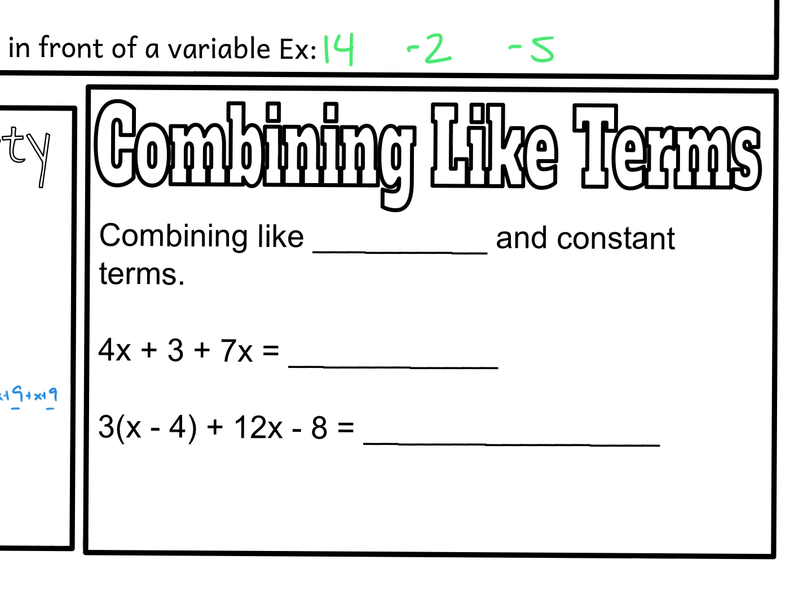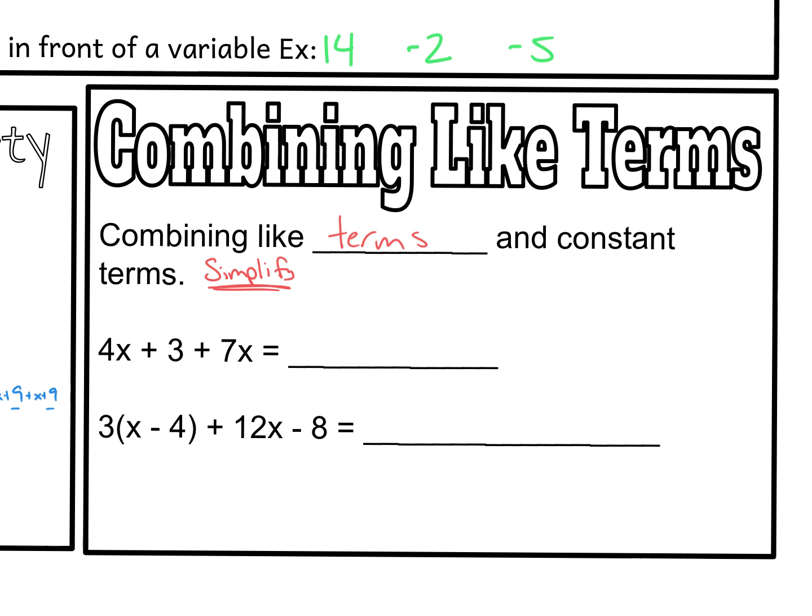All right, so combining like terms just means we're going to combine any like terms, so terms with the same variable, and also any constant terms until we can't anymore. We're going to simplify it. One thing that might be helpful is using either different colors or different shapes to designate some of our like terms.